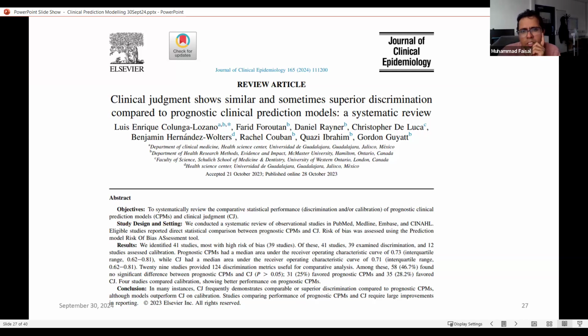And as you can see, we mentioned discrimination and calibration. This systematic review recently found that these models have really good discrimination, so they can really discriminate between those outcomes. But what the model adds is that it gives a better calibration than the standard clinical judgment.